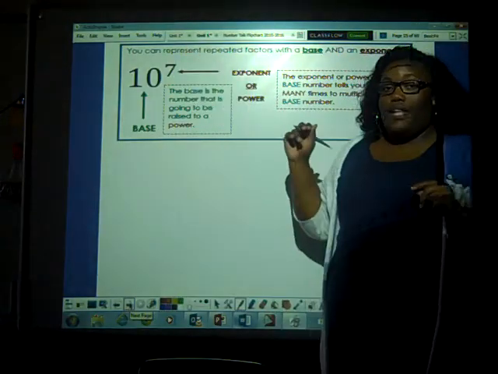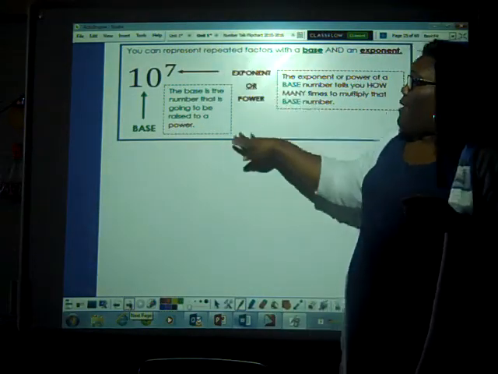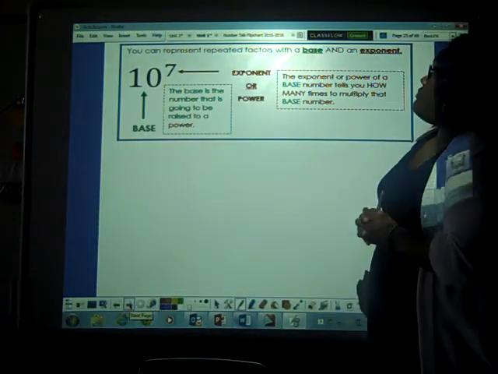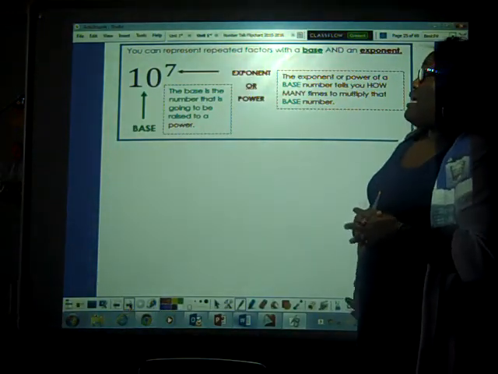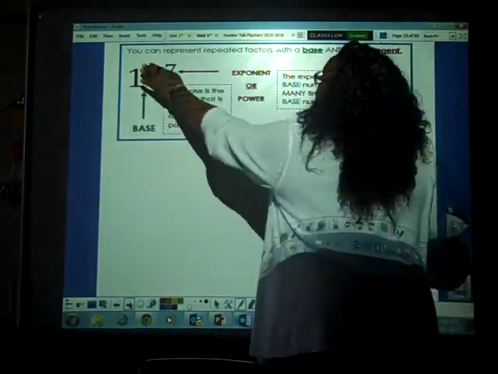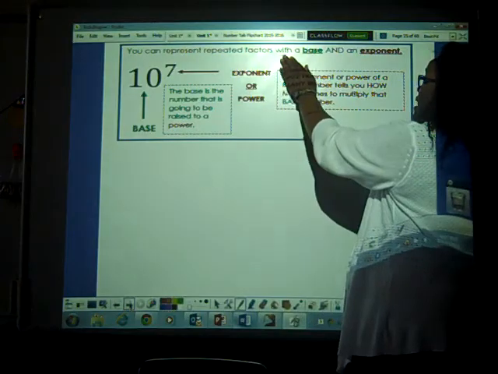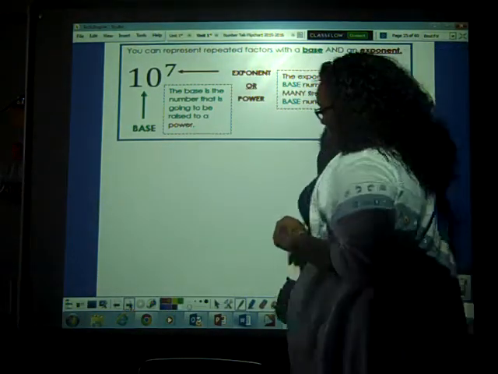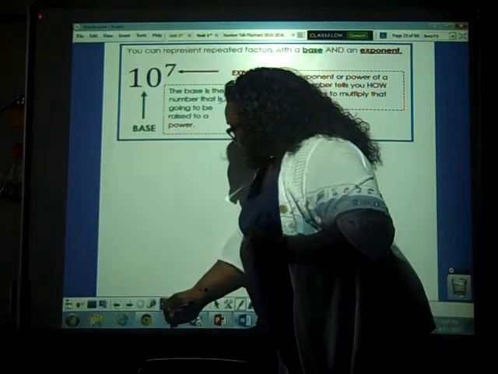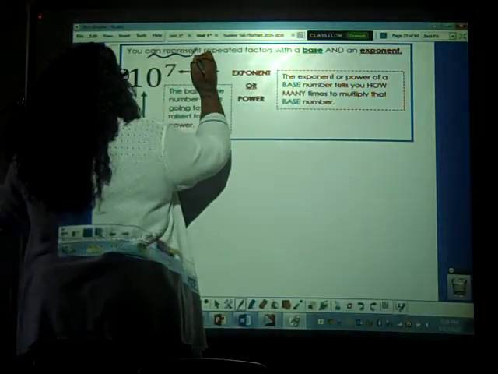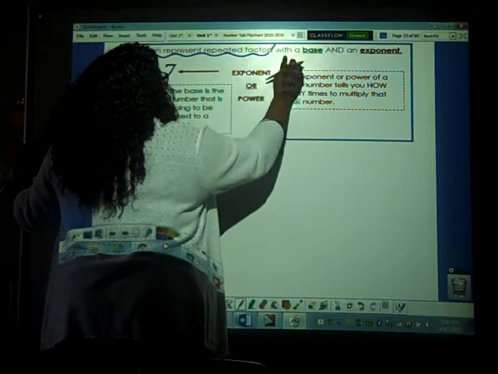Now you can pause the video now and go ahead and copy all of this down. So pause the video. Now, let's go ahead and go over what you just copied down. You can represent repeated factors with a base and an exponent. So you can evaluate repeated factors or represent repeated factors with a base and an exponent.